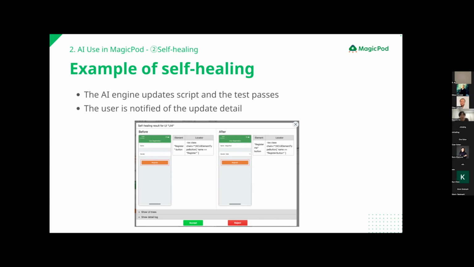And after the test is finished, the user receives a notification and can check how MagicPod updated the test script on this dialog. If the user clicks this accept button on this dialog, the change is committed. And if the user clicks the reject button, the change is rolled back. Also, if self-healing happens but the updated test fails after all, the update is automatically rolled back. So you can accept self-healing only if the test actually passes, and the risk of accepting a wrong result is very low.